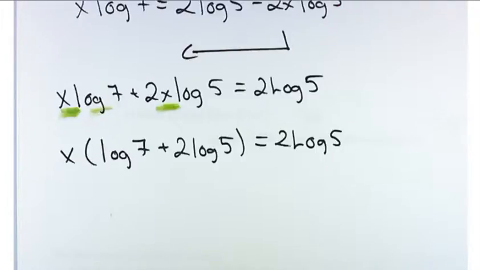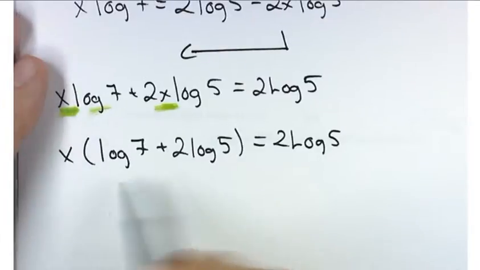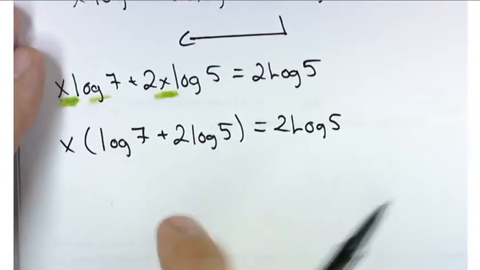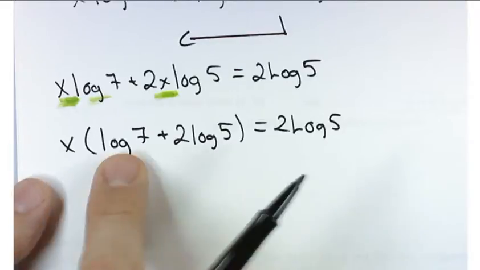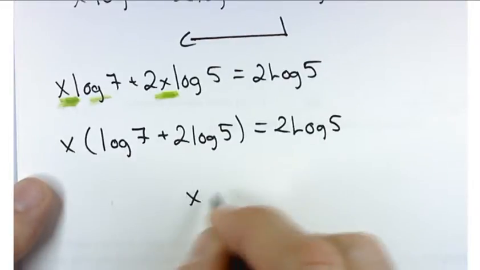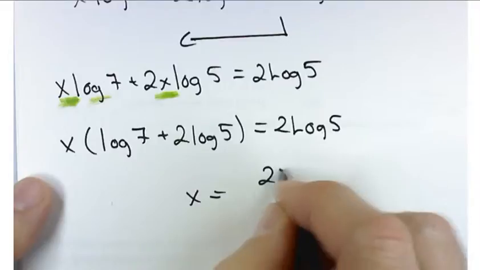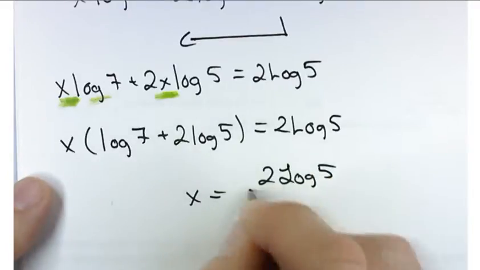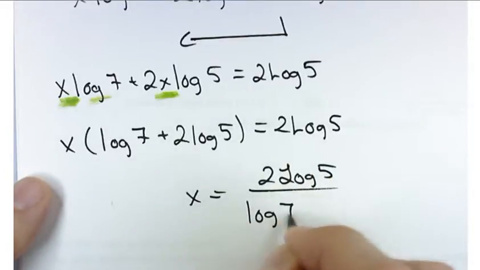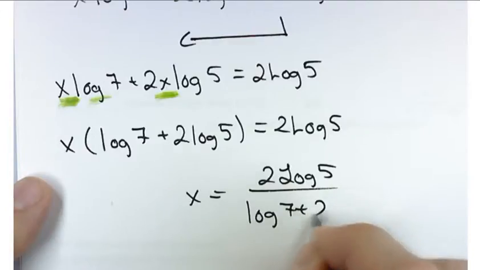So the first trick was to distribute. The second trick is to factor out the GCF. What should I do to finish up? Yeah, divide both sides by the parenthesis. I'm not going to write that out. I'm just going to do it. 2 log of 5 divided by log of 7 plus 2 log of 5.